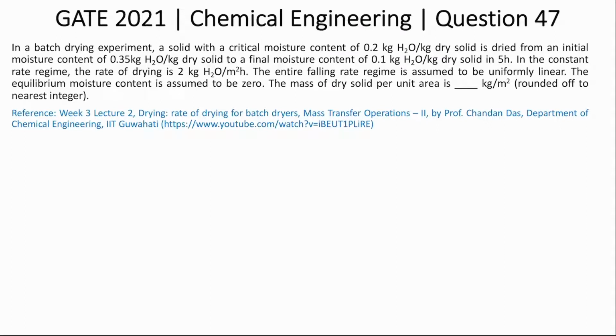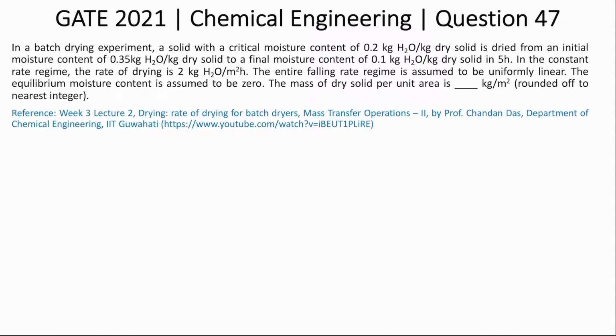Hello everyone. Today we'll be looking into GATE 2021 Chemical Engineering question number 47. In a batch drying experiment, a solid with a critical moisture content of 0.2 kilogram water per kilogram dry solid is dried from an initial moisture content of 0.35 kilogram water per kilogram of dry solid to a final moisture content of 0.1 kilogram water per kilogram of dry solid in 5 hours.